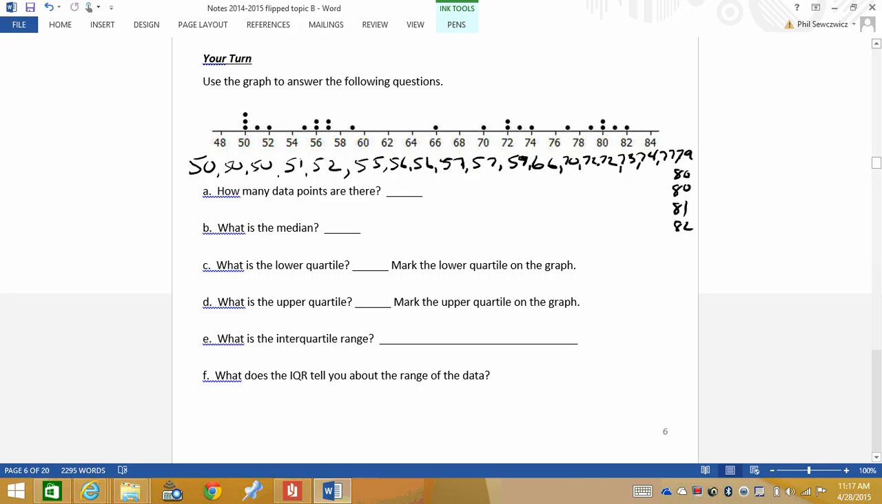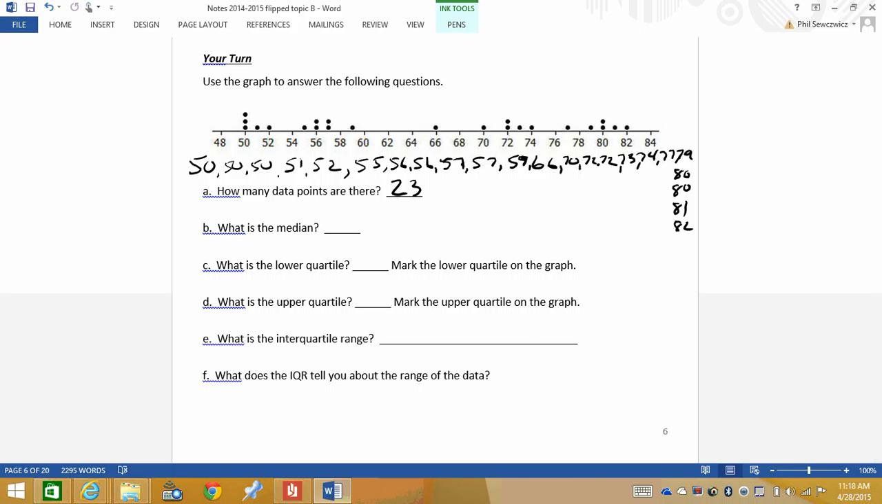Okay, so first of all, how many data points are there? Well, we can simply count them all up, and it should be the same as the number of dots that we've got. So let's see here. We've got 1, 2, 3, 4, 5, 6, 7, 8, 9, 10, 11, 12, 13, 14, 15, 16, 17, 18, 19, 20, 21, 22. There should be 23 of them. So we got 23 points of data. All right. The next thing they want to know is, what is the median?